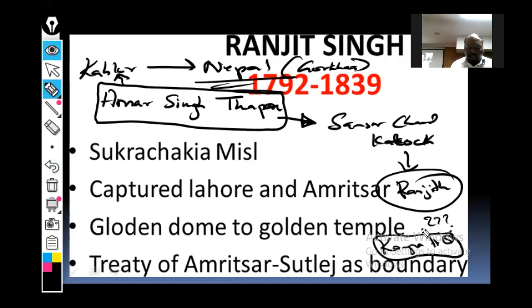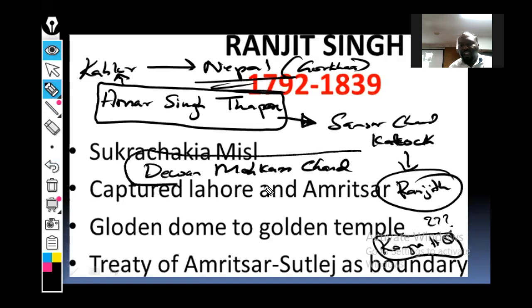So Ranjit Singh, he sends a powerful army under the leadership of Diwan Mokham Chand. இந்த திவான் மோகாம் சந்த் போய் என்ன செய்யறாரு? யார் அடிக்கிறாப்ல? அமர் சிங் தாப்பாவை அவங்க டெசிமேட் பண்ணிடுறாப்ல. இப்போ அமர் சிங் தாப்பா டெசிமேட் பண்ண என்ன ஆயிடுது? Victory over கூர்காஸ். இப்போ கூர்காஸுக்கு என்ன ஆகுது?